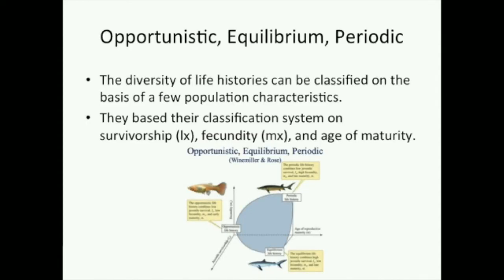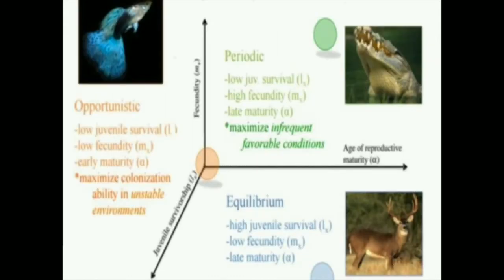The Weinmiller and Rose classification system groups organisms into three main groups: opportunistic, equilibrium, and periodic. These groups are based on the different criteria of survivorship, which is LX, fecundity, which is MX, and age of maturity. There are characteristics of three different groups.